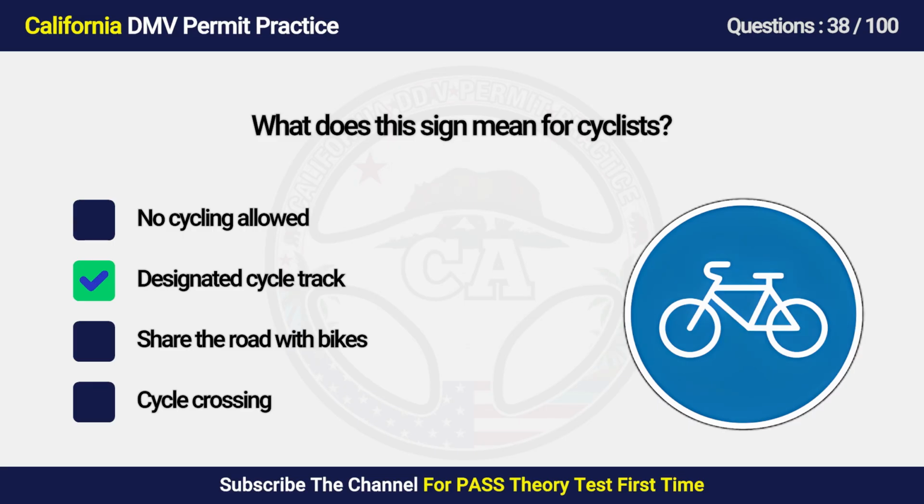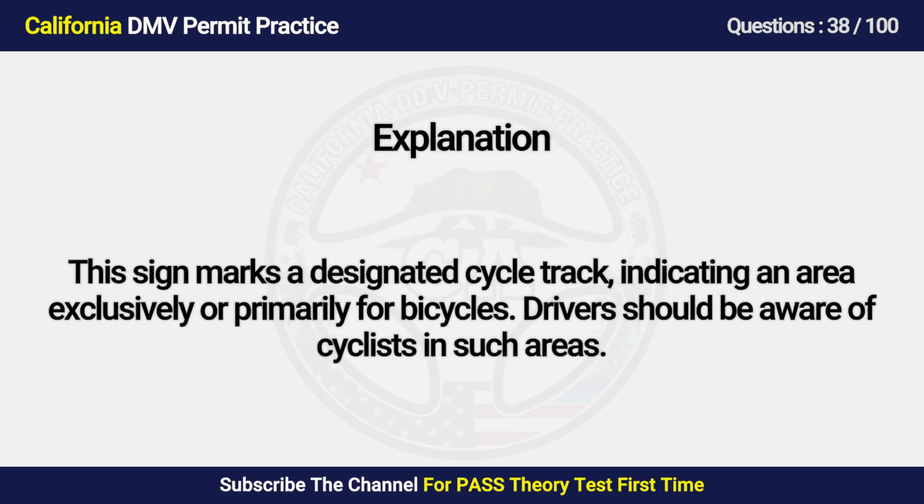Answer is B, cycle track. This sign marks a cycle track, indicating an area exclusively or primarily for bicycles. Drivers should be aware of cyclists in such areas.